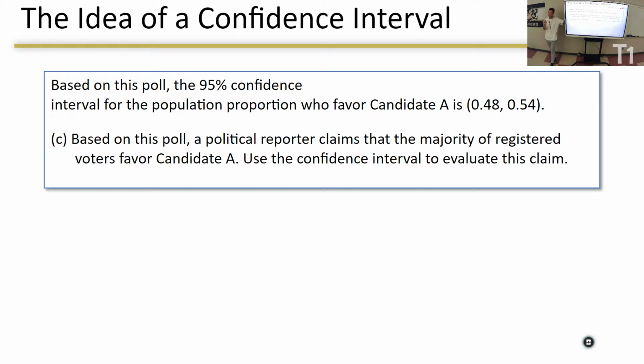P hat was 0.51. So it looks like candidate A is going to win. But what we know about confidence intervals is that it gives me a list of plausible values. And what's plausible besides that? Something below 0.5. Fair enough? I'm not too sure candidate A is going to win. I don't have convincing evidence.